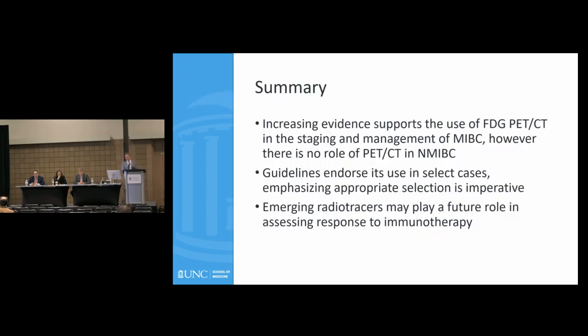So to wrap up, there is increasing evidence that supports the use of FDG PET in staging of muscle invasive bladder cancer. There is no role for it in non-muscle invasive bladder cancer, and really the guidelines endorse select use, so we have to use this judiciously. And then the future of radiotracers may determine whether they can help assess neoadjuvant chemotherapy response and response to immunotherapy.